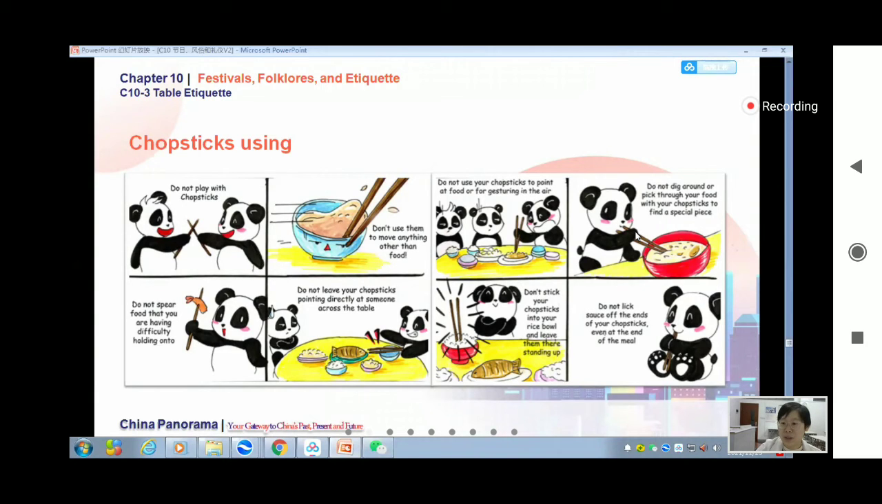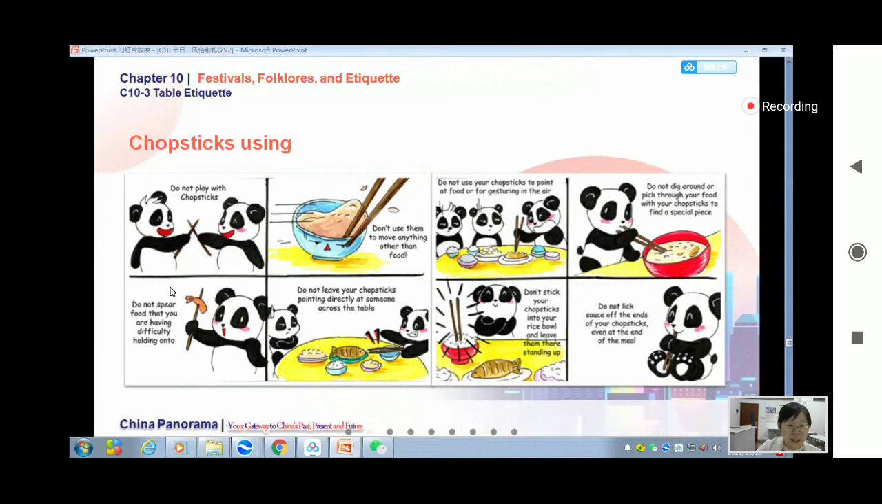Next one is you cannot dig around or pick through your food with your chopsticks to find a special piece. I think this is not only for chopsticks, right? For forks or spoons, you cannot do this too, right?